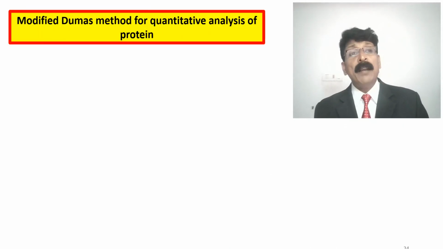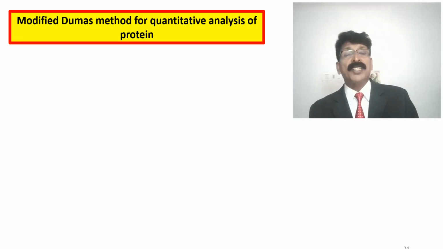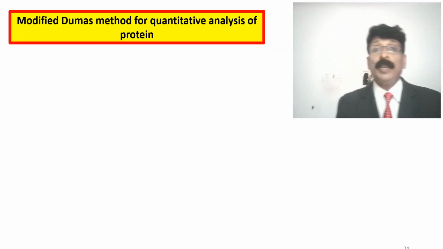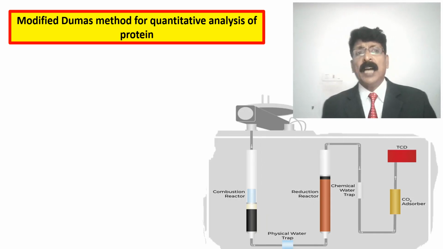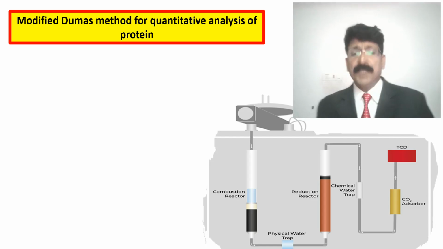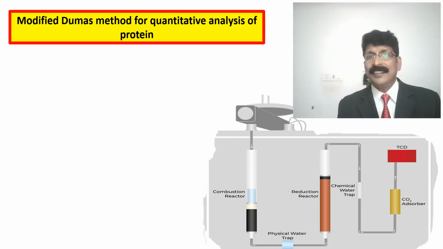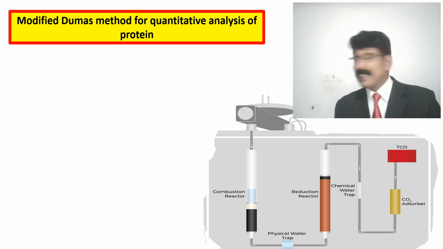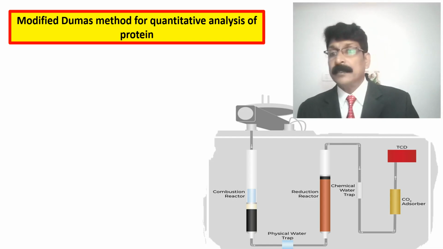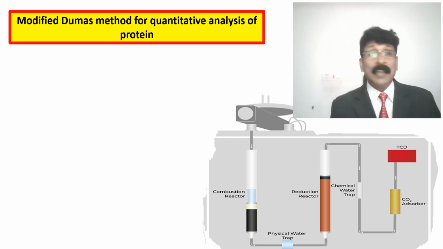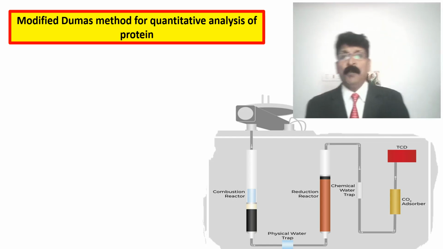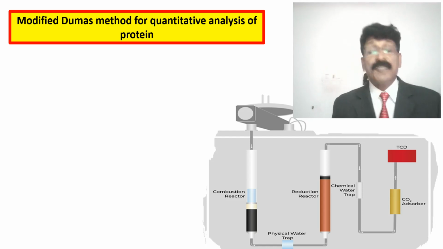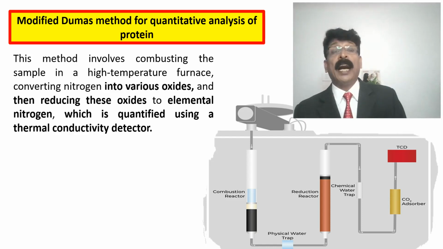Now the second one, the modified Dumas method for quantitative analysis or estimation of protein. This picture shows the method of how they did the modified Dumas method. Here: combustion reactor, reduction reactor, chemical water trapper, carbon dioxide absorber, and then comes TCD, that is the thermal conductivity detector. Here, mainly the thermal conductivity detector you have to remember, which gives the detail about the quantitative analysis of protein.